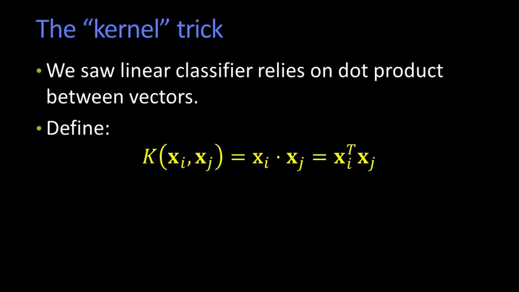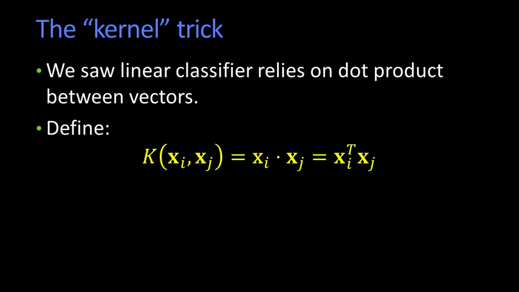Now comes the cool thing. And it's so cool we call it a trick. Not too many things in science are called a trick. And this is called the kernel trick. We saw that the linear classifier only depends on dot products. Remember that? I circled it, I jumped up and down a bit.